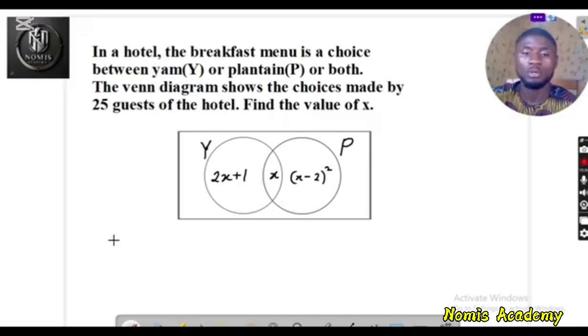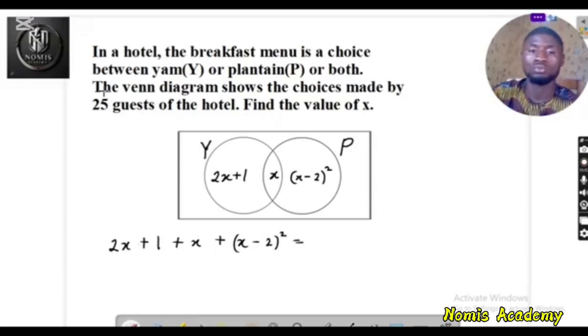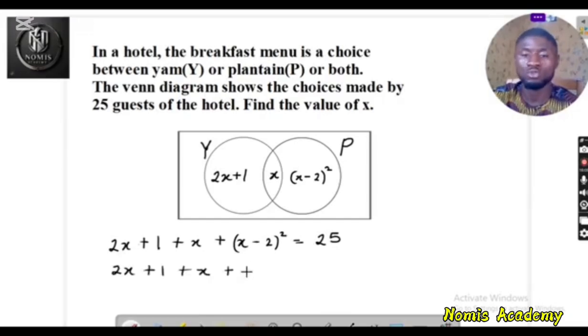So this becomes 2x plus 1 plus (x minus 2) squared. Everything is equal to 25, since we have 25 guests. Remember that each of these is a set of the 25 guests that we have, so the summation of all should be equal to 25. So we now have 2x plus 1 plus x plus, we need to open this.